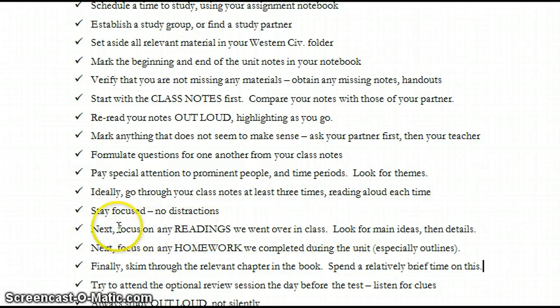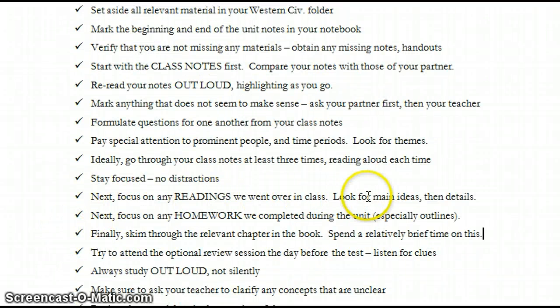After going over the class notes, I would focus on the readings next, the readings we go over in class. These will probably be highlighted already. More than likely we'll highlight them as we read in class. Again, you're looking for main ideas, but also you're looking for some supporting details as well. Thirdly, focus on any homework we completed during the unit, especially section outlines. Generally, there'll be one of these per chapter. Pay close attention to that because I like to take some of my test questions from those.